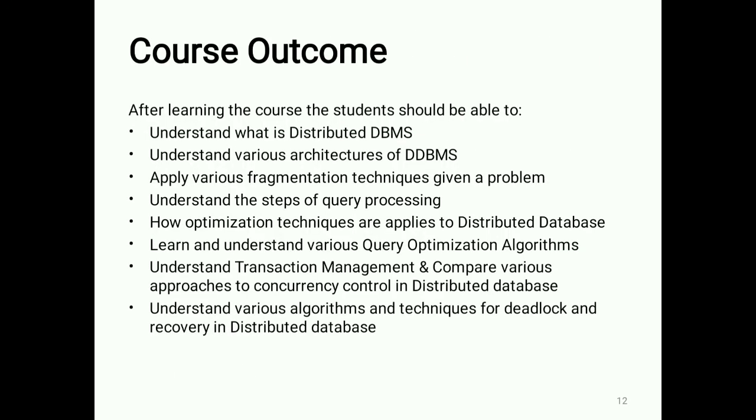Then what is the outcome of this course? After learning the course, you will be able to understand what distributed DBMS is. You will understand various architectures of DDBMS. You will apply various fragmentation techniques for a given particular problem. Understand the steps of query processing, how optimization techniques are applied to distributed databases, learn and understand various query optimization algorithms, understand transaction management and compare various approaches to concurrency control in distributed databases, and understand various algorithms and techniques for deadlock and recovery in distributed databases. So this is all about the introduction of our subject, distributed database management system.